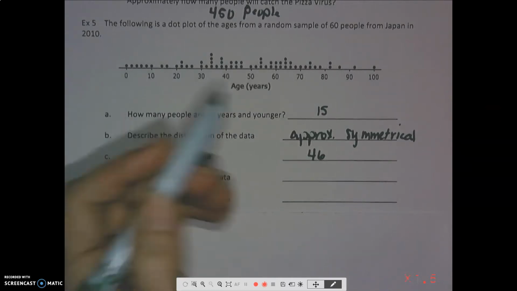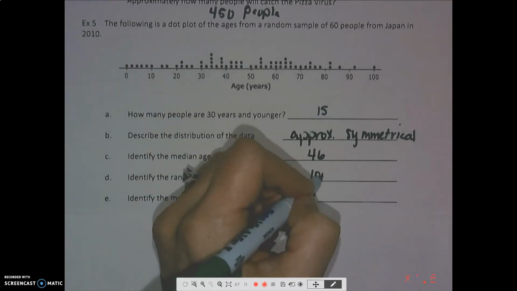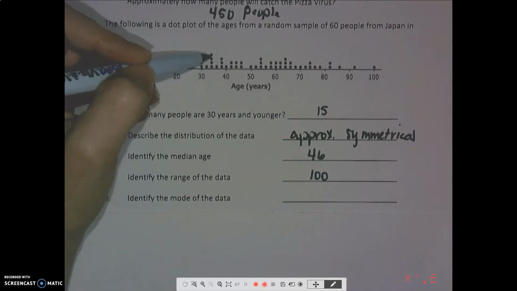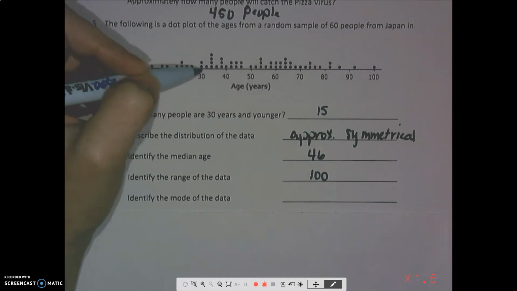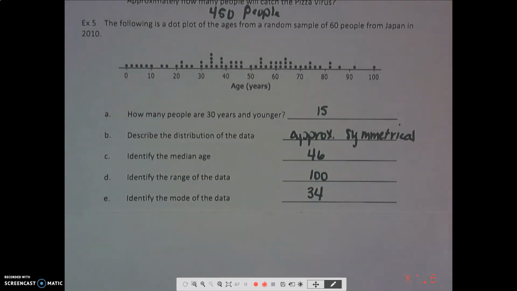Identify the range of the data. So the oldest person was 100, the youngest person is 0. So that means that they're a baby, and that means that we are at 100 for the range. And then the mode is going to be the one that has the most number of dots. So that here is this stack. From 30 to 40 though, they're counting, there's 5 dots there. That means that each one's 2. So this means that this would be 34.